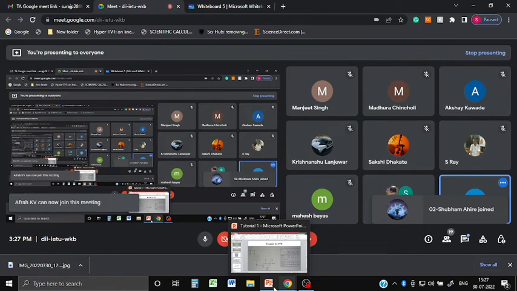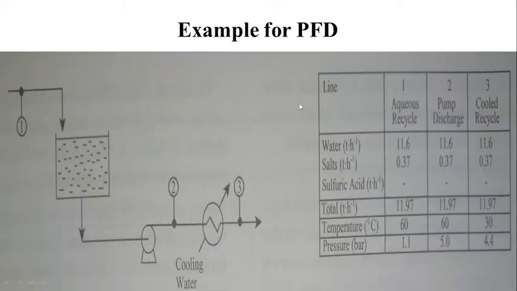Here we have a storage tank in which some liquid is flowing. The liquid is a mixture of water, salt and sulfuric acid. It is pumped using a pump. Can someone tell what this representation means? After the pump, between 2 and 3, what is the symbol represented?